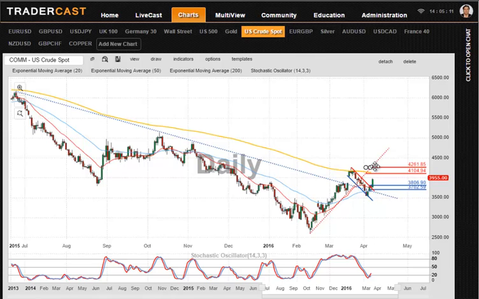So strong resistance is at 41, which is that 200 period moving average, followed by 42 and 42.61 for the front-running futures contract. Alternatively, if the price dips lower, then the initial downside support is at 38, followed by 37.